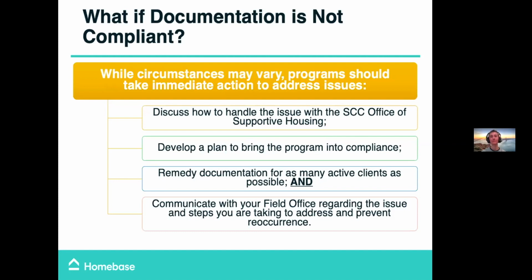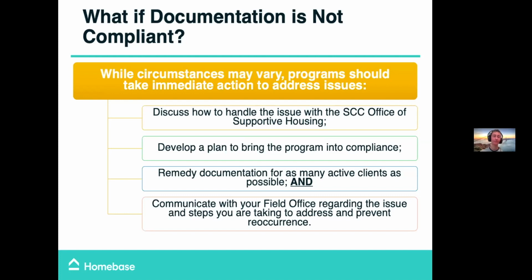We want to flag here that OSH is an excellent resource. The Office of Supportive Housing has a lot of experience with these sorts of issues and can be a great resource to troubleshoot and come up with a strategy. You want to develop a plan to bring the program into compliance and backfill or remedy documentation for as many active clients as possible. There are also instances where we would recommend reaching out to the HUD field office. They're humans too, and they totally understand. And especially if you've got a plan to remedy the documentation, it can be really great to be proactive in reaching out to let them know what's going on and your plans to remedy that before your next monitoring visit.